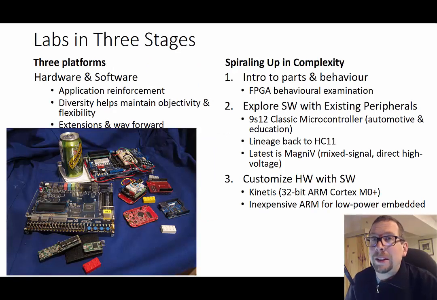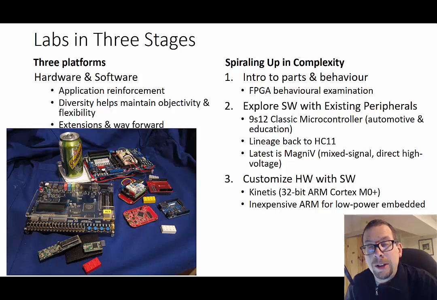All right, so that lab that we're talking about, it's divided up into 3 stages. And those 3 stages correspond to the 3 hardware platforms and software platforms that we'll be using. And the idea is that there'll be basically the same applications being done with all 3 hardware platforms, and you'll be getting some reinforcement about those applications throughout. There'll be some similarity. It's a really good thing pedagogically. And the reason we're using 3 different platforms is because diversity really is important in engineering from a technical perspective as well, and helps us maintain objectivity and flexibility.